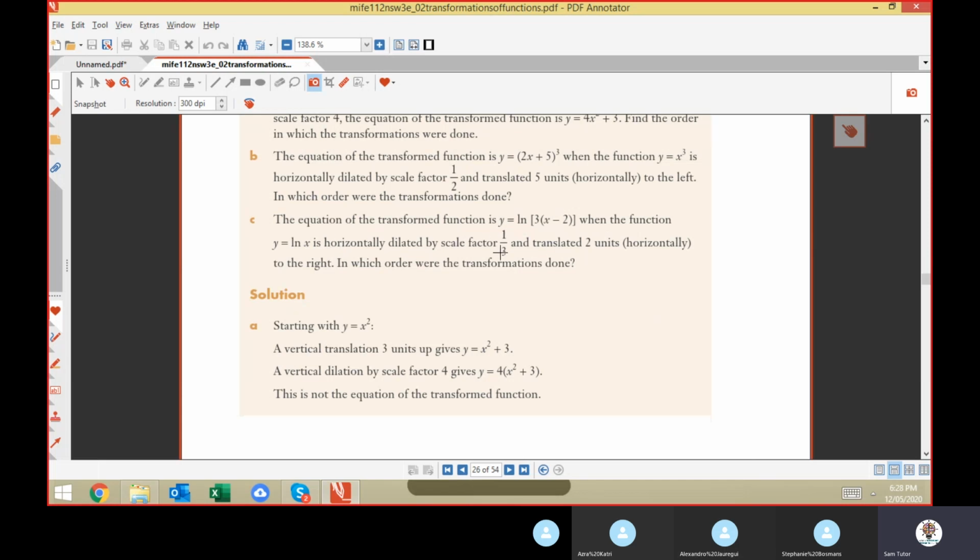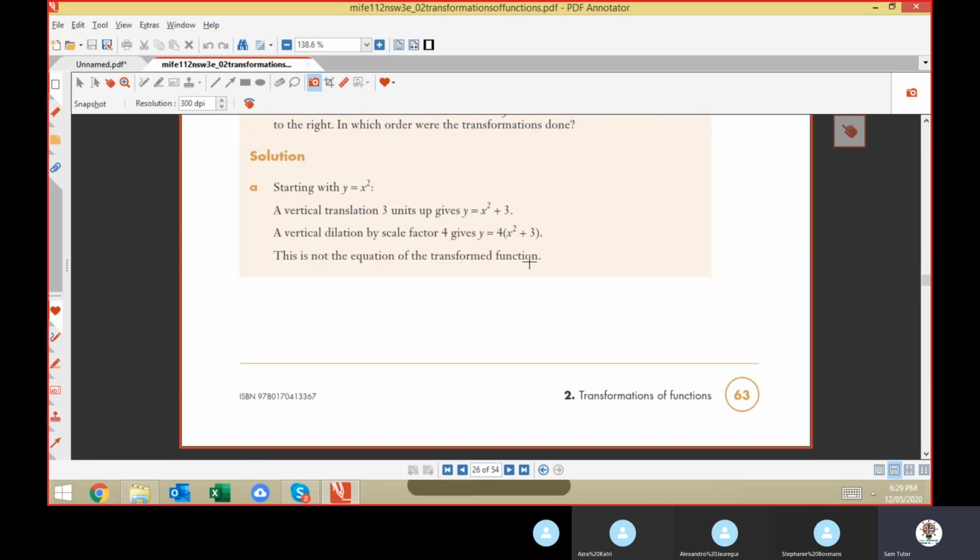And then dilate it. So then you'll multiply by 3, which looks exactly like what we wanted. If you did it the other way around, if you did a dilation first, you would write log 3x, and then you're moving the x value. Hold on, I'm just confused myself. If I did a horizontal dilation, I would have 3x, and then to the right would be minus 2. So 3x minus 2, which is not what you want. You want 3 bracket x minus 2.